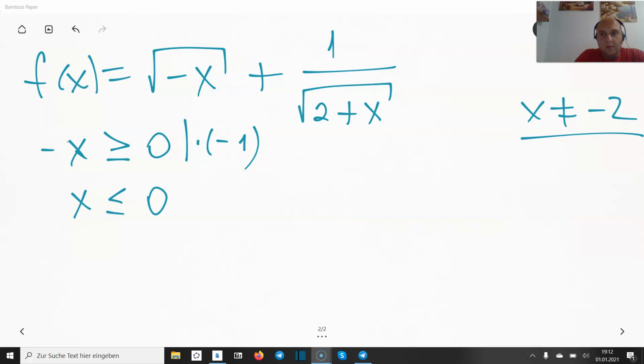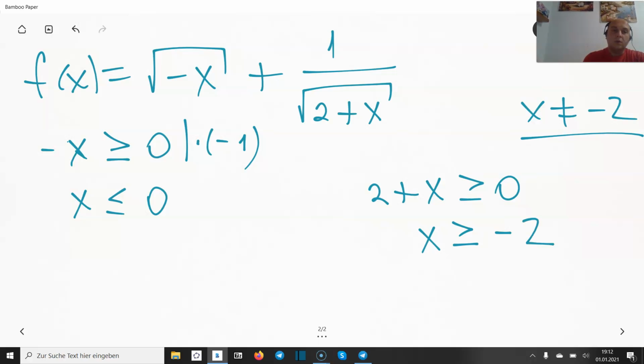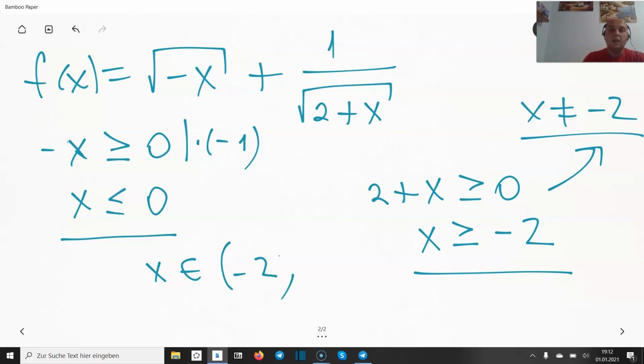So x is negative or 0, but you see x shouldn't be minus 2, right? So anyway, we just have to keep minus 2 out of the business. And what about the denominator? Well, 2 plus x should also be bigger or equal to 0. So that means x is bigger or equal to minus 2. So on the one hand, we want x less or equal than 0. On the other hand, we want it bigger or equal than minus 2, but minus 2 must be excluded. So you see, x is starting from minus 2, where minus 2 isn't included, it's excluded, and 0 is fine, it can be included. All right, so that's the second example.